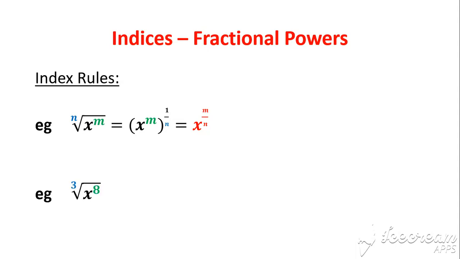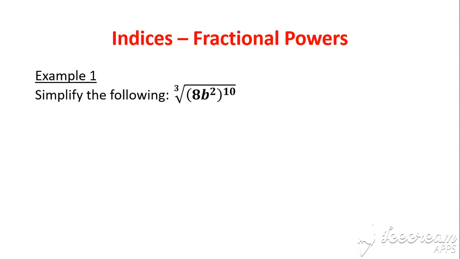Now, what does that mean? Here's an example. The cube root of x to the power of 8 can be written as x to the power of 8, all to the power of 1/3, because the cube root is the same as 1/3. And then we can multiply 8 times 1/3 to get 8/3. So we have x to the power of 8/3.